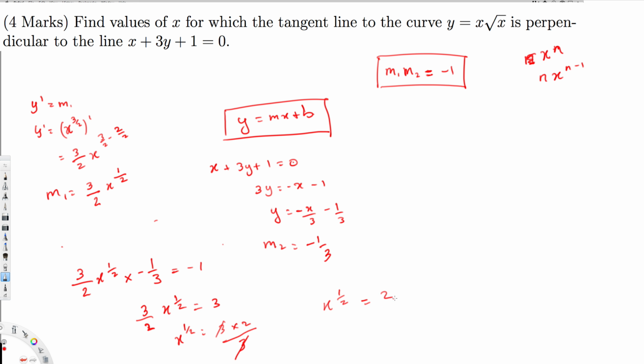Since we have x to the power of half equal to 2, to get rid of this half, I can square both sides. Anything to the power half is basically a square root. So in this case, square root of x is equal to 2. To get rid of this square root, I can simply square both sides. So x is equal to 4. This is my final answer for x. The question is asking to find the value of x at which the tangent line to the curve is perpendicular. So this is the final answer.